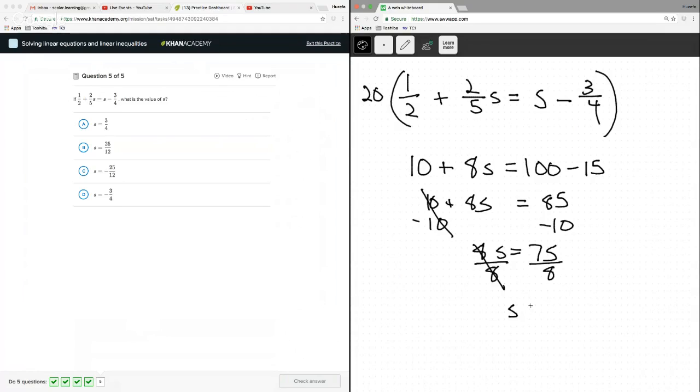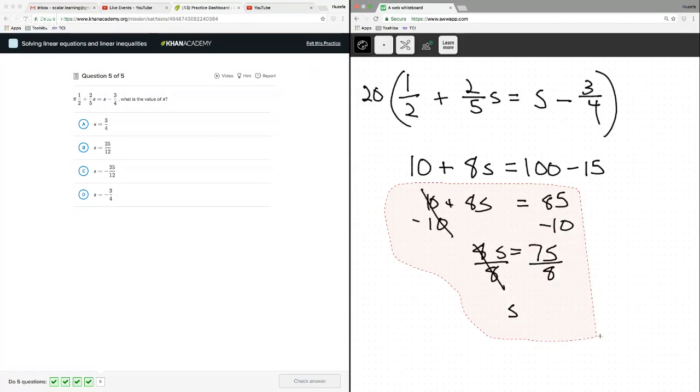S equals, wait, did I make it? This looks a little odd. Let me make sure I did this right. So we have 20, we have 10, we have 20, 48s. Did I write, I copied it down, right? Equals, oh, no, wait, 3/4 of 20. That's right. 20 times, oh, this is an S, not a 5. That's why this is odd.